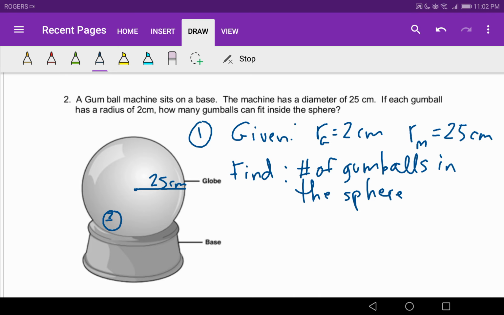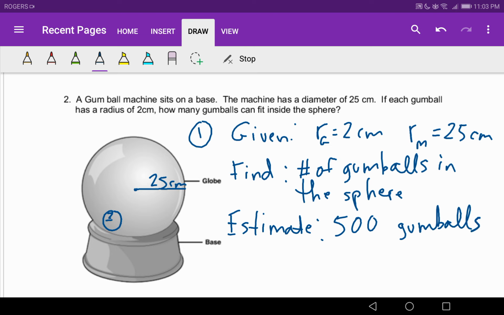Let's come up with an estimate. Let's try to think of something here that makes sense of how many I think will fit inside. Well, if this has a radius of 2 centimeters as opposed to 25, 25 is 12 and a half times bigger than 2. So this is going to be a little bit tricky. I'm going to just guess. I'm just going to come up with a guess that I think this is going to roughly be 500 gumballs. Okay, I have no clue how close that is. Just looking at my picture, really. Just looking at the diagram that I drew.